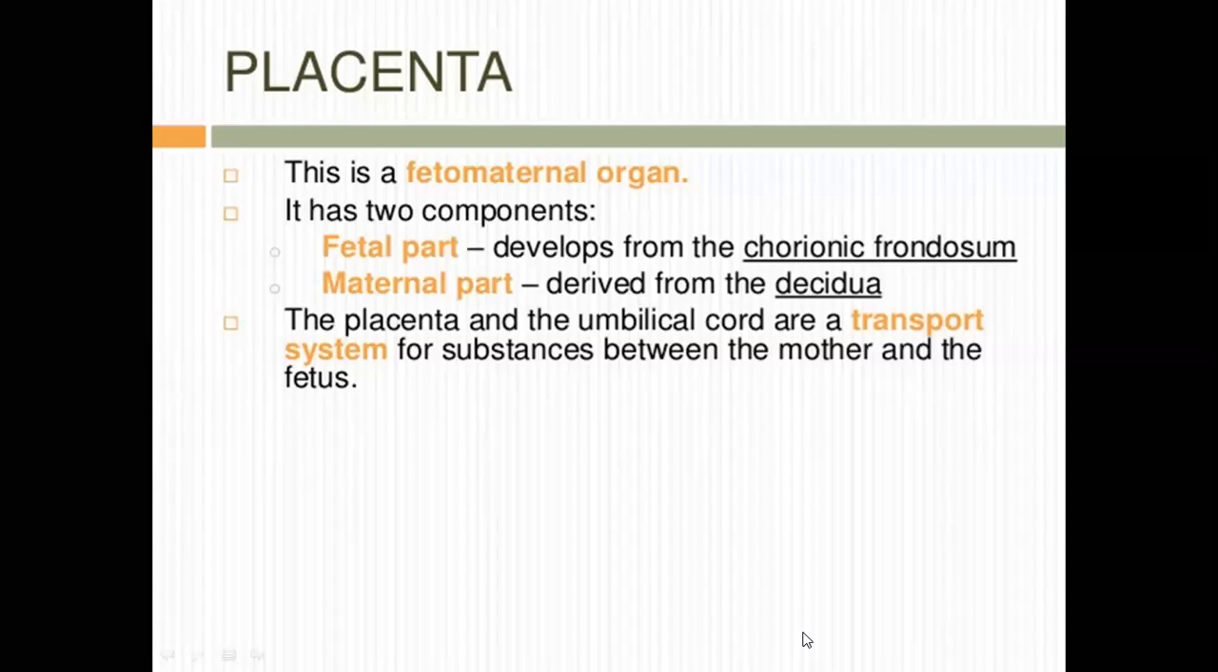The placenta is attached to the umbilical cord. The umbilical cord is a structure which contains the artery and the vein. This umbilical cord is meant for transport. Okay, it's a transport system between the mother and the fetus. So from the mother, the nutrients, the oxygen, all pass through the umbilical cord. So that is the two parts.